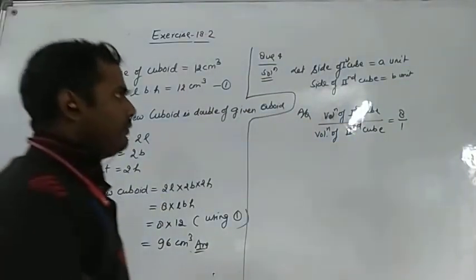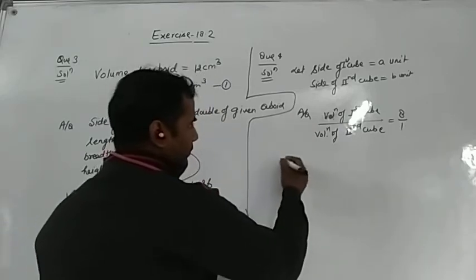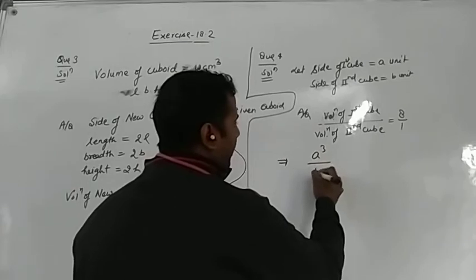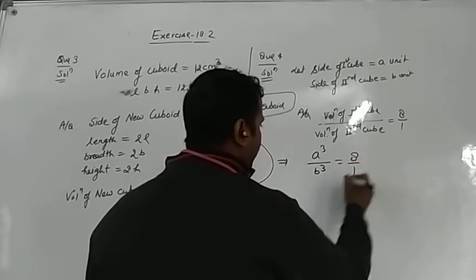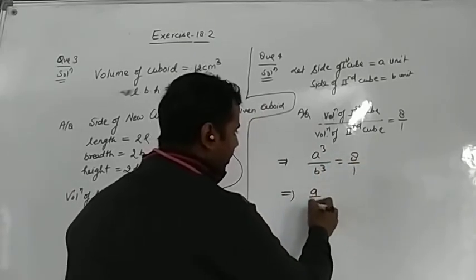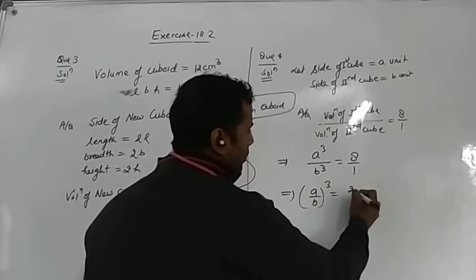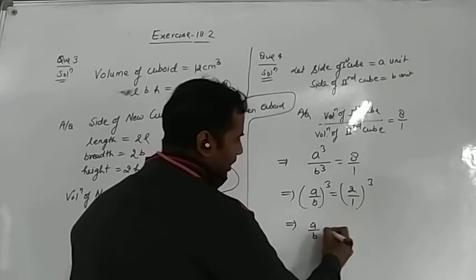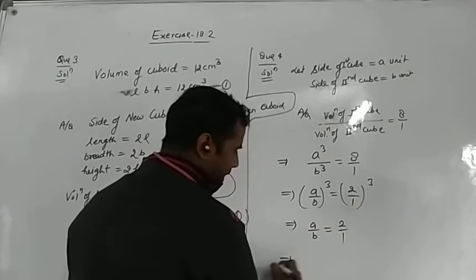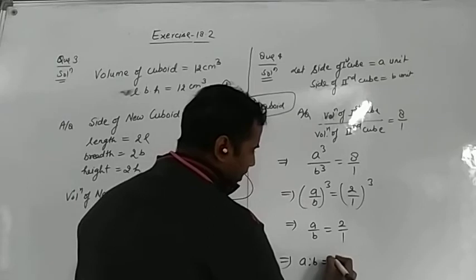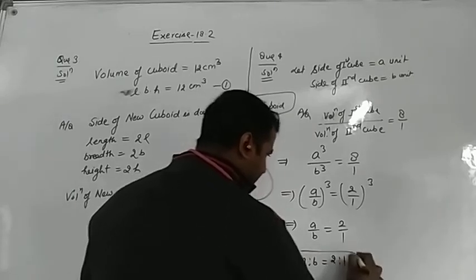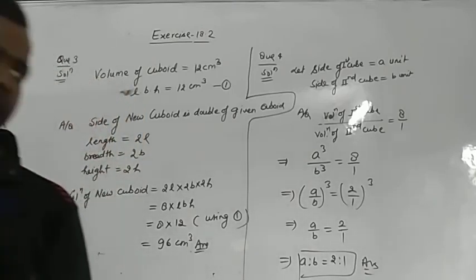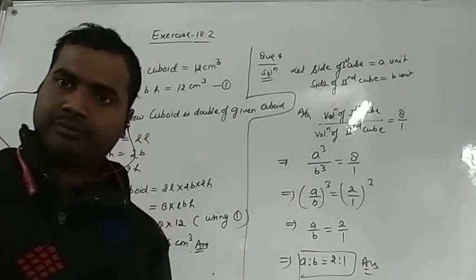Now volume of first cube upon volume of second cube, a cube upon b cube, is equal to 8 upon 1. That implies a upon b whole cube is equal to 2 upon 1 whole cube. Now a upon b is equal to 2 upon 1. That implies a to b is equal to 2 to 1. This is the required answer. The ratio of the sides is 2 to 1.